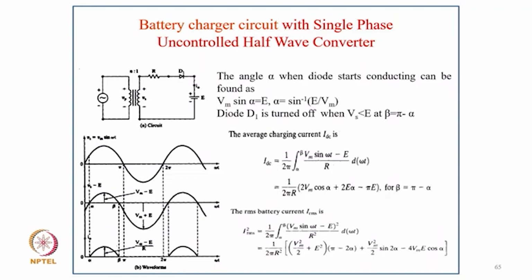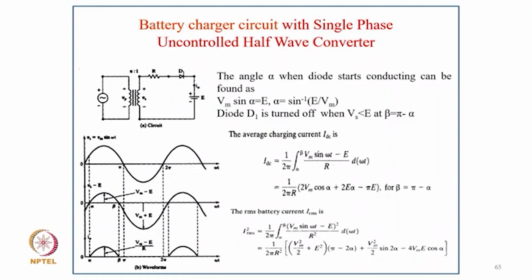So average charging current is IDC equal to 1 upon 2 pi, integral from alpha to beta of (Vm sin omega t minus E) upon R d omega t, equal to 1 upon 2 pi R in bracket 2 Vm cos alpha plus 2 E alpha minus pi E, for beta equal to pi minus alpha.